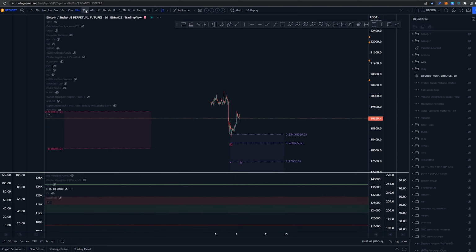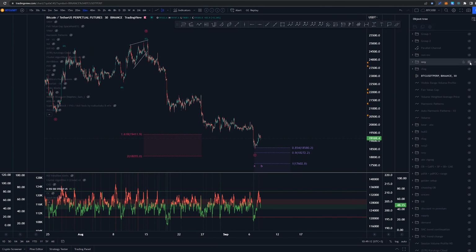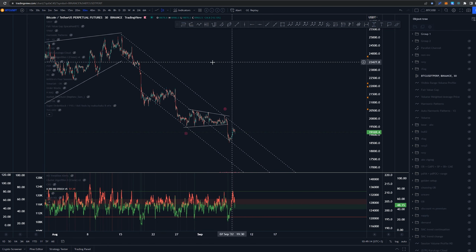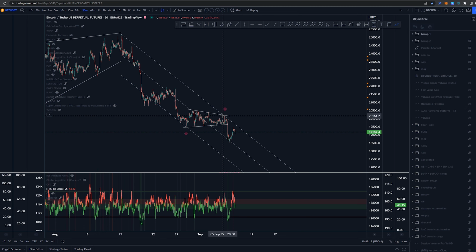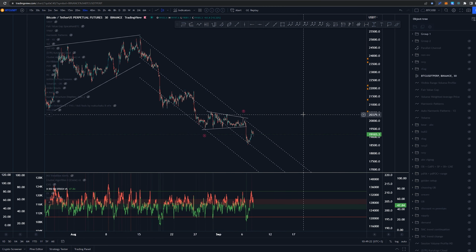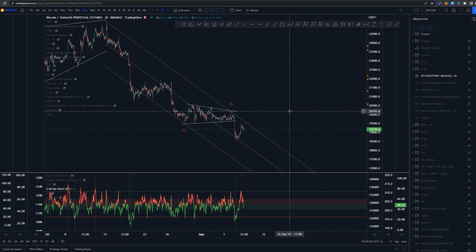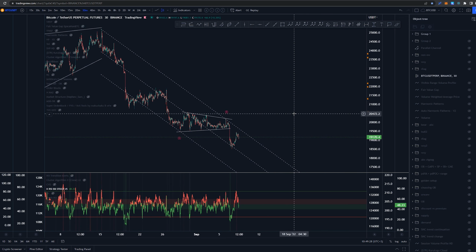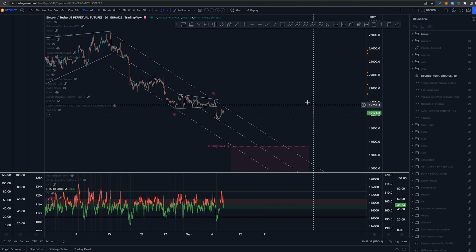There are scenarios in which we could be continuing downwards. For example, this scenario in which we would have this as a 5-wave structure and then 3 waves back and then continuation to the downside. This is from Eloquent Trades on YouTube as well, if you want to check him out. Good Elliott Wave analysis as well. But yeah, I'm not quite sure of this yet.